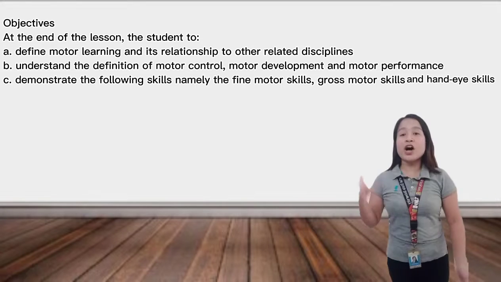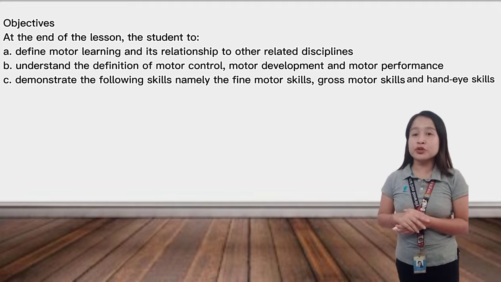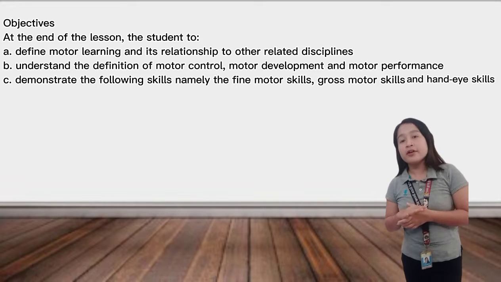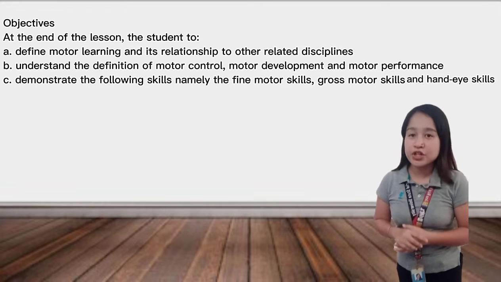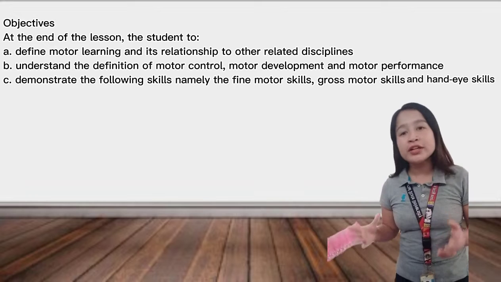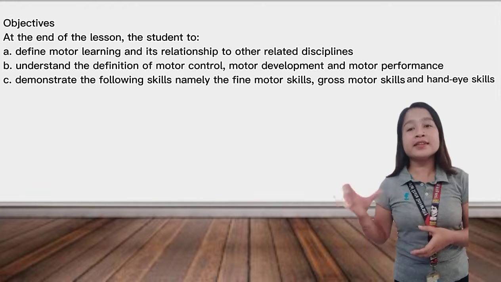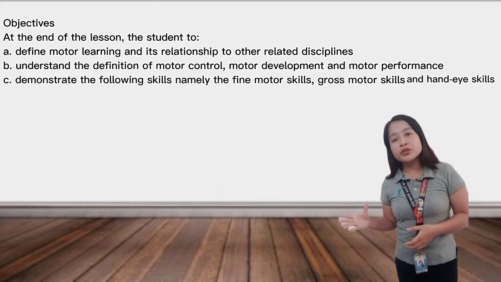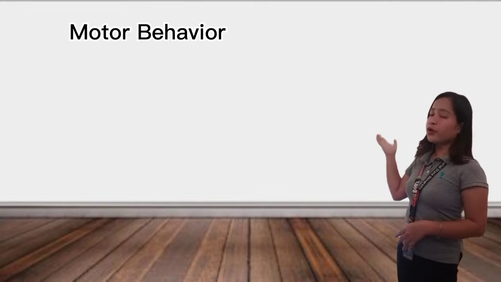Okay, thank you class. The objectives are, at the end of the lesson, the student should be able to, letter A, define motor learning and its relationship to other related disciplines. Then letter B, you are going to understand the definition of motor control, motor development, motor behaviors, and motor performance. And letter C, you are going to demonstrate the following skills: fine motor skills, gross motor skills, and the eye skills. Okay, today our topic is all about motor behavior.